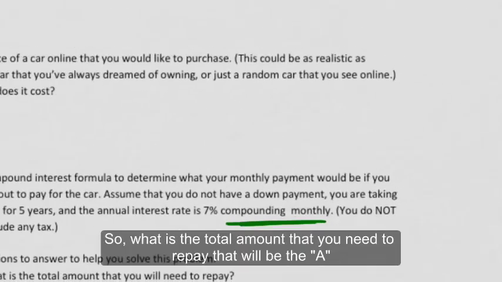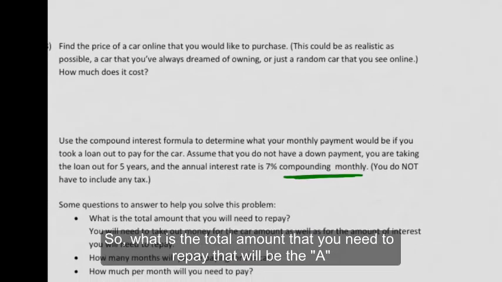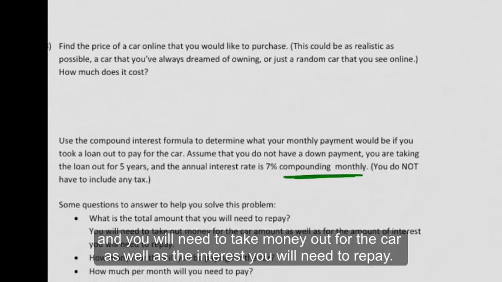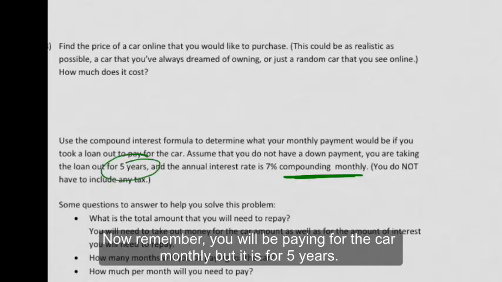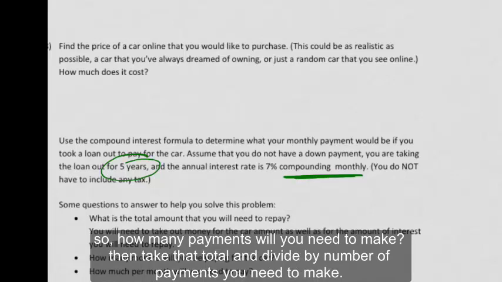So what's the total amount that you'll need to repay? That will be the A, and so you'll need to take out money for the car as well as the interest to repay the car. How many months will you be paying for the car? Now remember, you're going to be paying monthly, but it's for 5 years, so how many payments will you need to make? And then you can take that total and divide it by the number of payments you need to make.